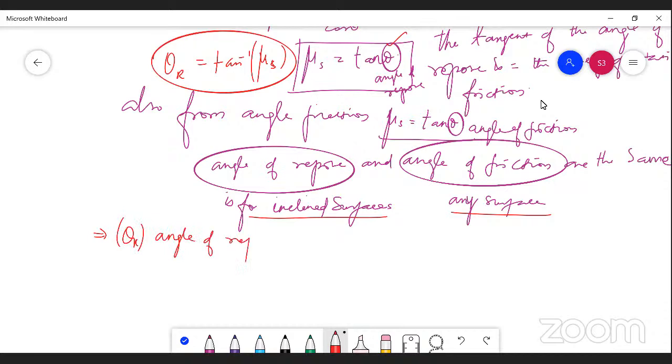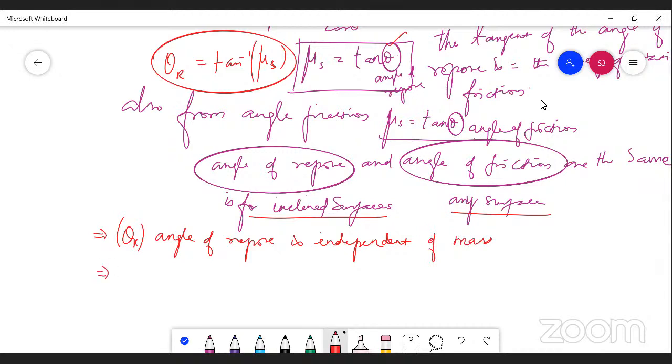Angle of repose is independent of mass. This is not in a text. You can just make a note of it. Angle of repose is independent of mass.